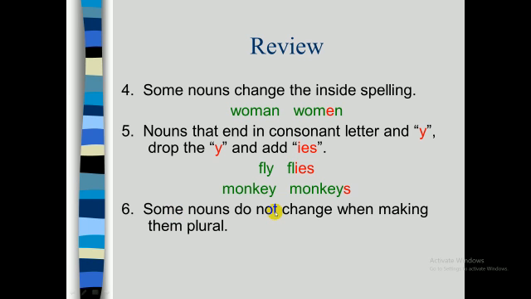Number 6, some nouns do not change when making them plural. For example, cotton, plural is cotton. We don't say cottons. Cotton is cotton.